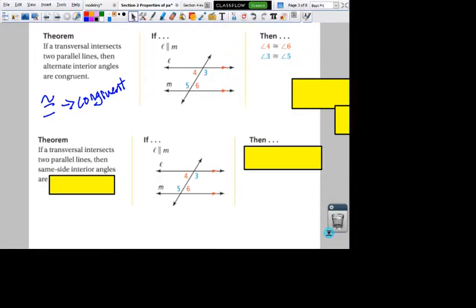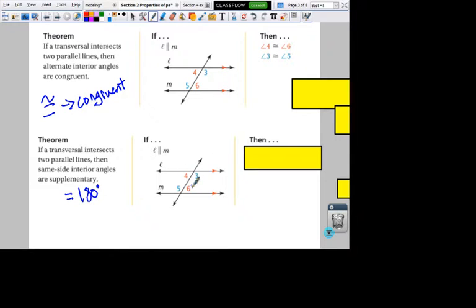All right. So our next one, we've got 2 more of these. If I have same side interior angles, same side interior are supplementary. Trista, do you remember what supplementary means? Yep. That means they equal 180 degrees.